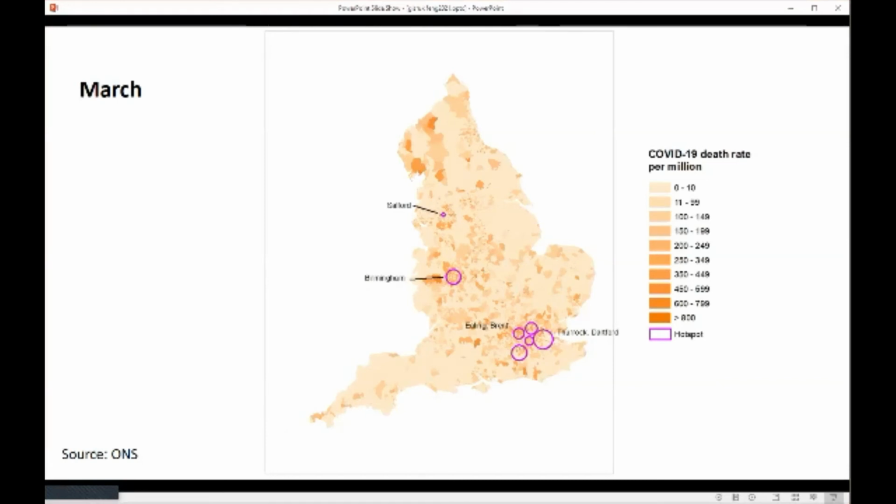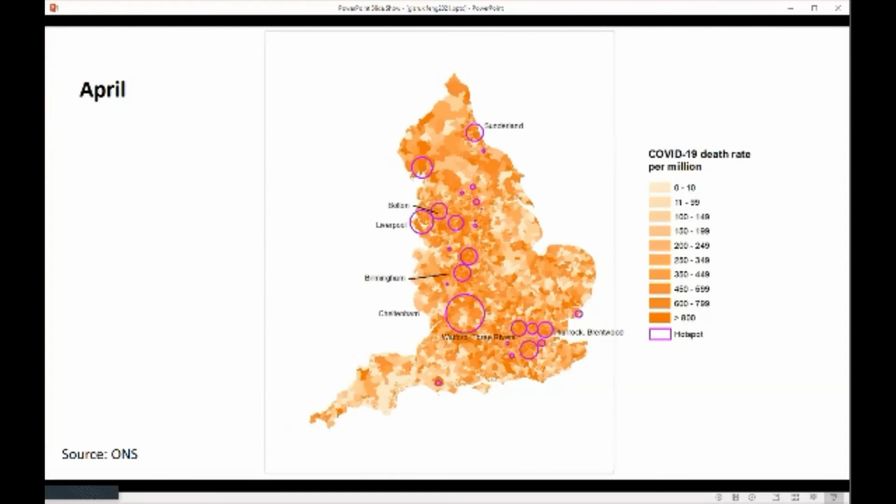One particular one is Ealing here, and the other is Dartford. And we have one near Birmingham as well, a very small one, across Salford. So we can see in March, the early stage of the first wave, the pandemic has been very much concentrated in London and the Southeast England and also West Midlands.